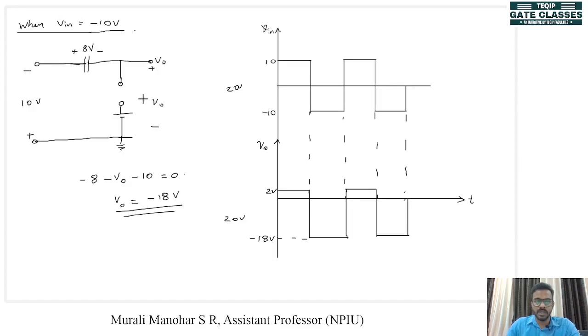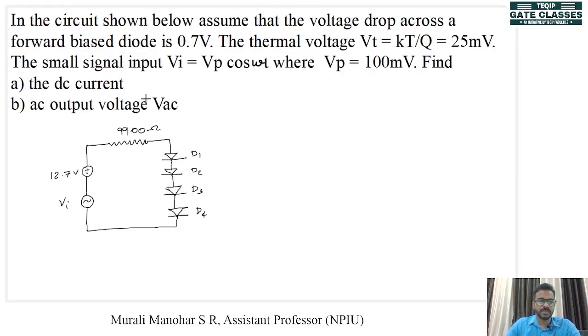Okay. Now our next problem, we have a circuit here. This is the first time we are going to do a problem like this. In the circuit shown below, assume that the voltage drop across a forward biased diode is 0.7 volt. That means this is a practical diode and it's a silicon diode. The thermal voltage Vt is equal to kT by q, equal to 25 millivolt. The small signal input Vi is equal to Vp cos omega t, where Vp is equal to 100 millivolt. Find the DC current and AC output voltage, which is V AC.